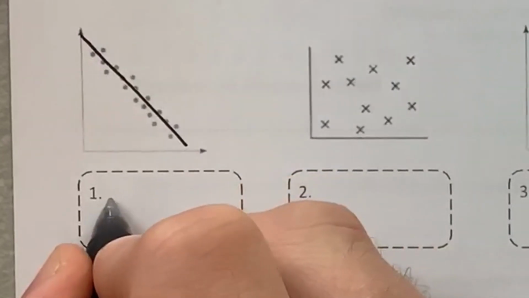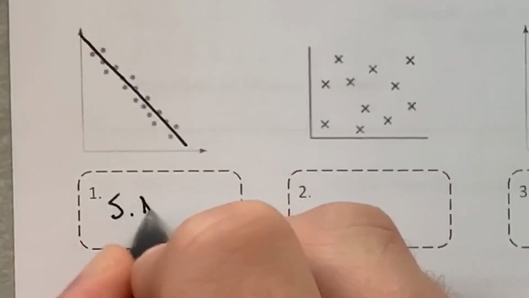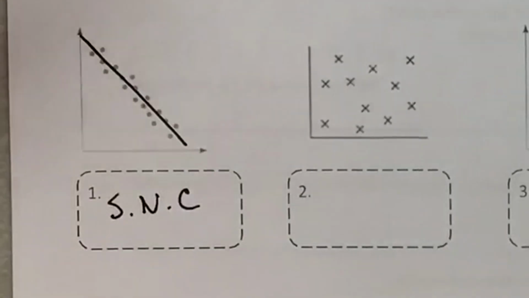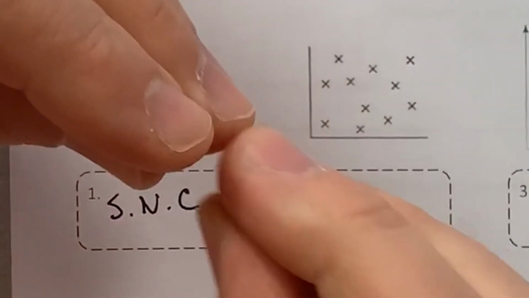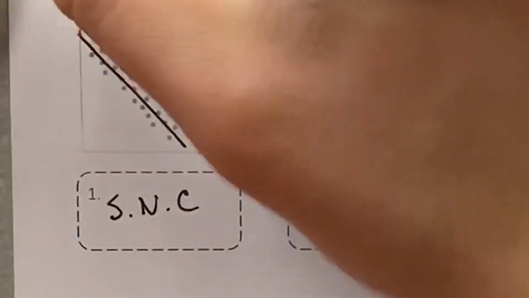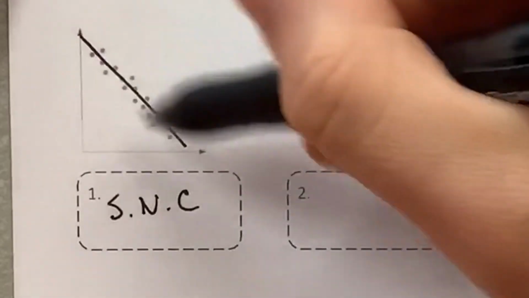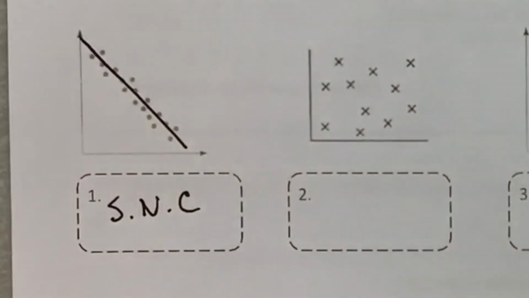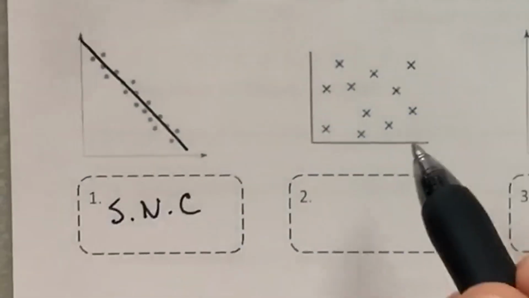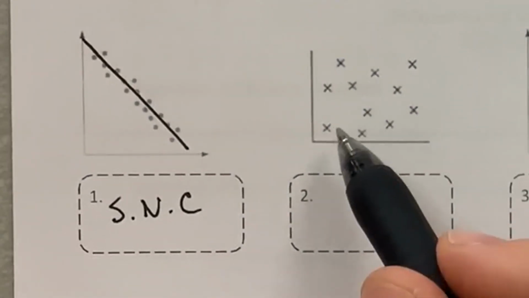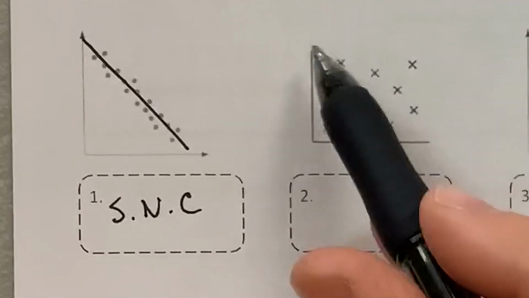So I'm going to say this is a strong negative correlation. Strong because the points are close to that line of best fit. Negative because from left to right they are going down. And there we go. That's it. Number 2, if I want to draw a line of best fit through this, I cannot tell if this trend is going up or down.